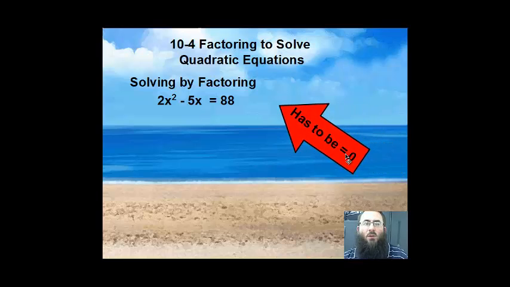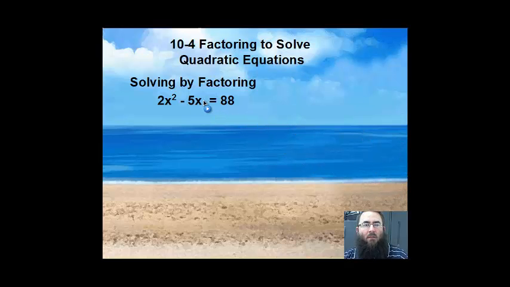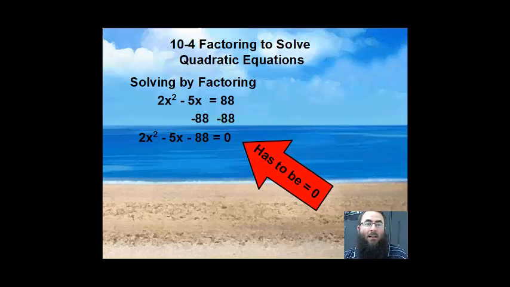Now, what do we do? I don't know. 2x squared minus 5x equals 88. And this big red arrow is telling me that it has to be 0. But it says 88 on that side of the equation. Just a second. I've got it. What if we move the 88 to the other side? There it is. Subtract 88 from both sides. Left with 0 on there. Look at that. Red arrow comes back. Red arrow is happy.